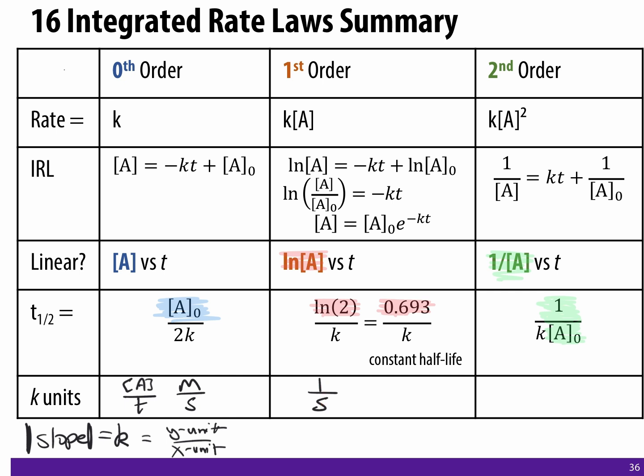Now 1 over A, the units of that are 1 over molar, divided by seconds, gives me a unit here of molar to the minus 1, seconds to the minus 1. So again, this is something you could try to remember for how the units on K work. 0th order molar per second, 1st order 1 over second, 2nd order 1 over molar times seconds. But it does also just come right out of that one thing you need to memorize. Because K is equal to the slope, if I look at the slope here, Y over X, I get the units on my K for free.